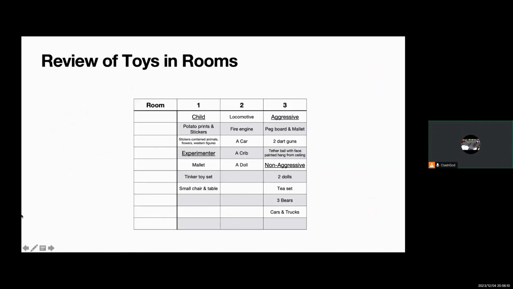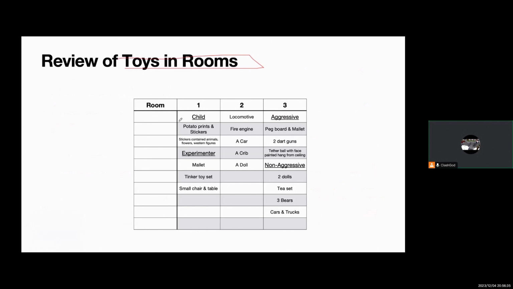So here's an overall review of the toys in each of the rooms, room 1, room 2, and room 3. Now, this is very hard to memorize. To be honest, I also really struggle to memorize these. But you have to do it. It's just the pain of AS level psychology. But in general, take a look at this review.